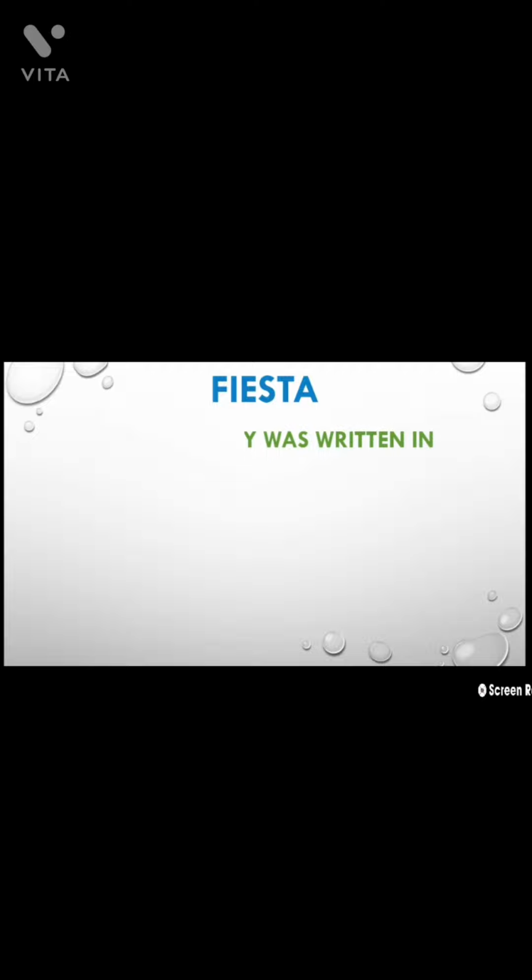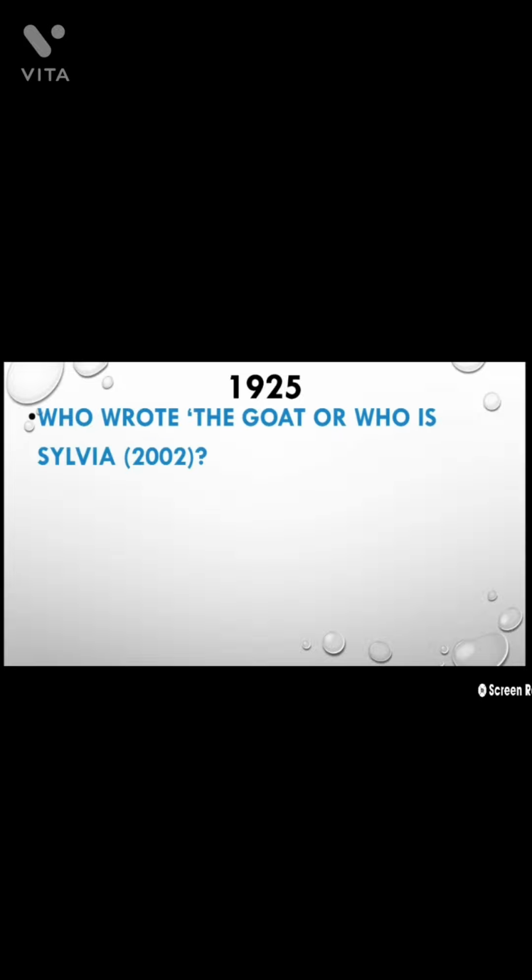Next question is, The Great Gatsby was written in. कब लिखी गई थी? 1922, 1924, 1925, 1926. The answer is 1925. Please chronological orders जो हैं वो आप याद कर लीजिए क्योंकि वो बहुत ही important होते हैं. Who wrote The Goat or Who is Sylvia?